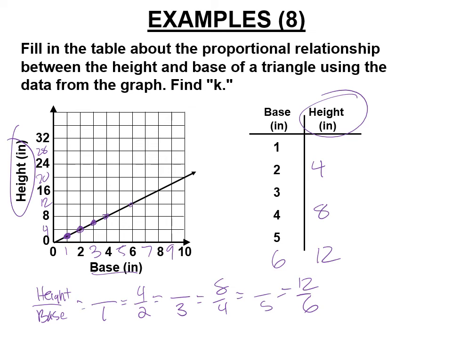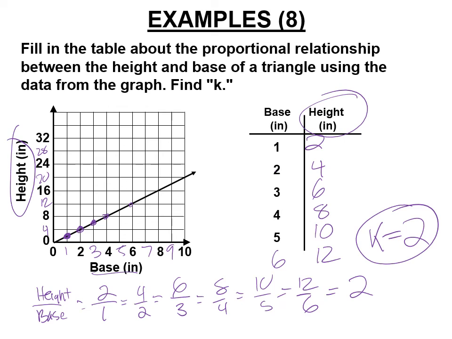So what do these other numbers have to be? That has to be 2. It looked like 2. I wanted to make sure. This has to be 6, right? And this has to be 10, right? What's K here? K was 2. K is 2. The ratio of the height to the base of this triangle.